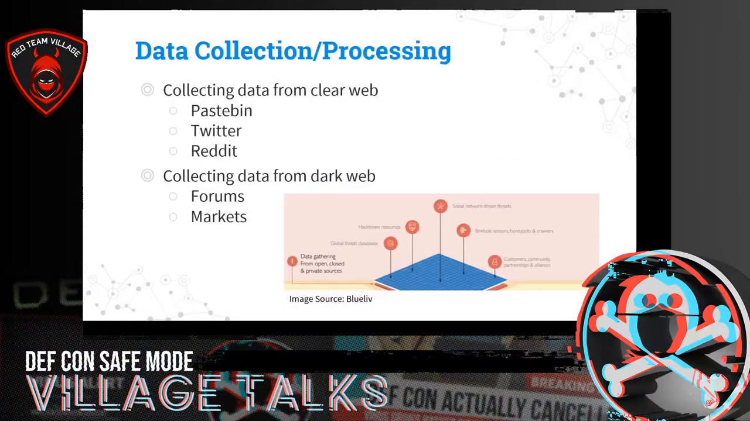So again, data collection and processing: you collect data from the clear web and the dark web. Some of the sites are Pastebin, Twitter, Reddit. On the dark web, it's different forums and different marketplaces. You can do all this using the scrapy, crawler and parser that we discussed before.